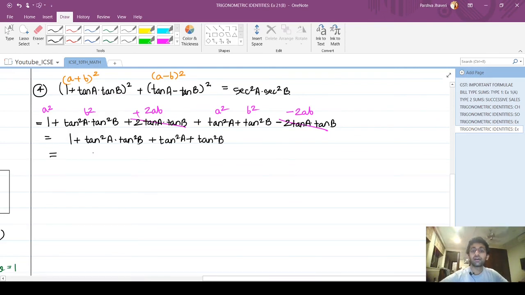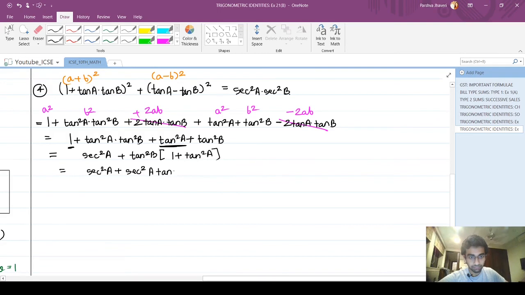Now look at your RHS. We need sec square A, sec square B. So take any 1 and 1 plus tan square A. We can write 1 plus tan square A as sec square A. And then from the remaining terms, take tan square B common. You will get 1 plus tan square A. Again write 1 plus tan square A as sec square A. So you will get sec square A tan square B.